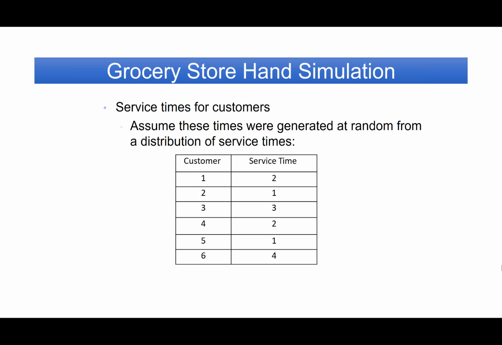Service times are generated assuming that these times were drawn at random from a distribution of service times. Again, in the case of a grocery store, we will assume that the time to process the checkout for the customers is random. This table lists the service times that it takes to process each of the respective 6 customers.